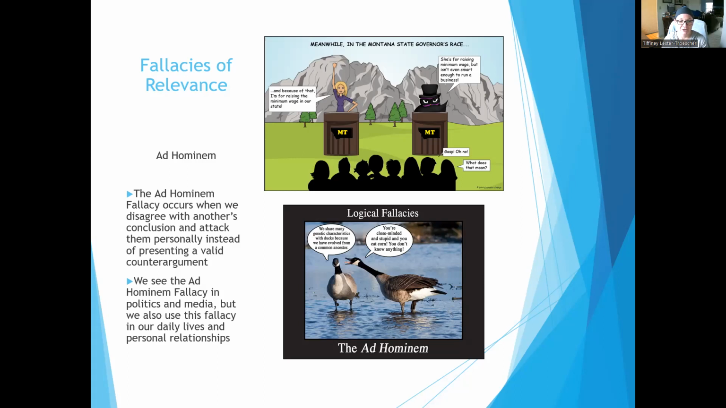Or, you know, our two lovely people down here with two lovely birds. We share many genetic characteristics with ducks because we have evolved from a common ancestor. And the other one says, you're closed-minded and stupid and you eat corn. You don't know anything. We do this a lot, and we see it done a lot. Ad hominem attacks are so prevalent in our culture. They're everywhere. But it is a fallacy of relevance because what the second person is saying, the attack, bears no relevance to the claim the first person made. It's not actually a counter argument.